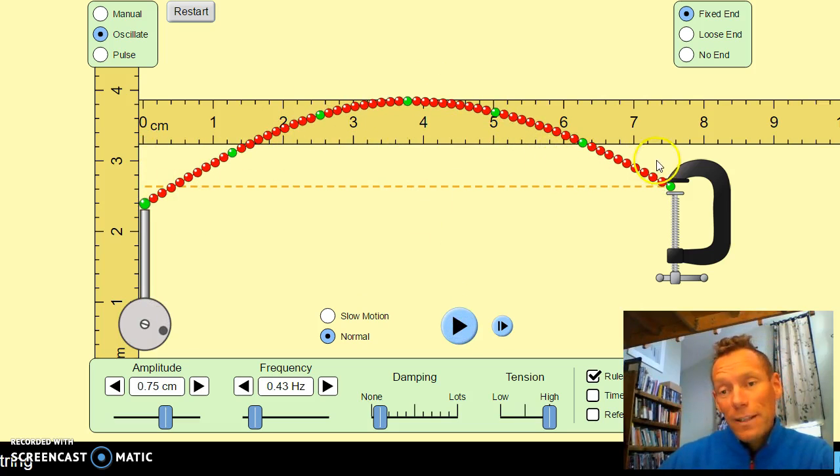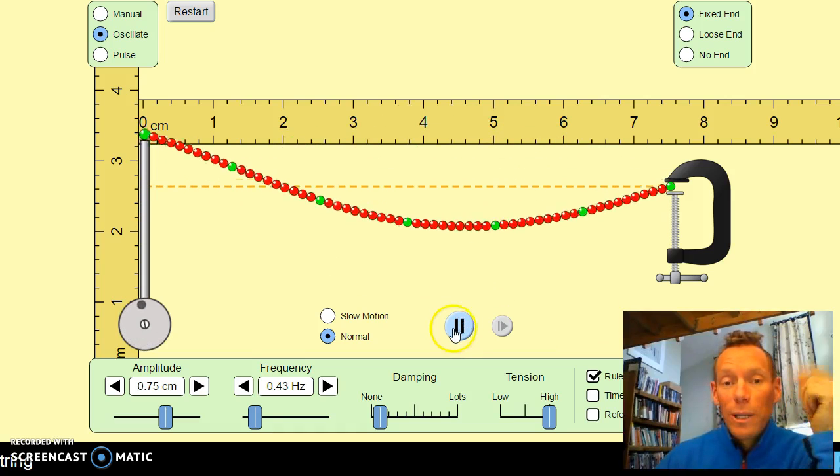So we have, in this case, the ends of the string are nodes, and the middle is an antinode. And you see how we have 1/2 of a complete wave. So if I could extend the cursor over to the edge of the screen, but that's off the screen, right? We could see the other half of the wave.